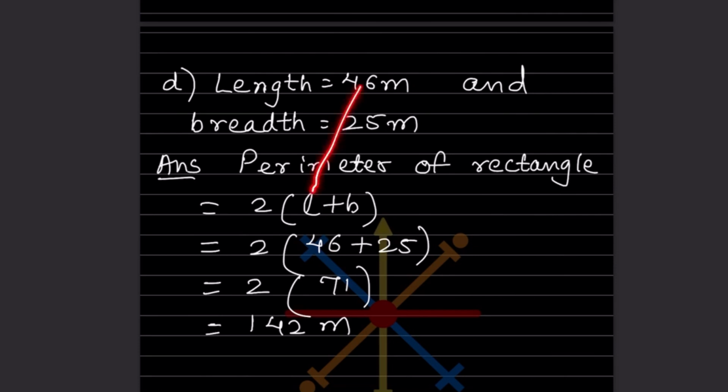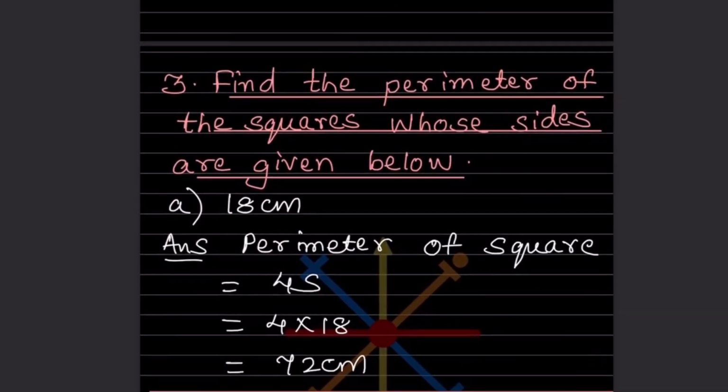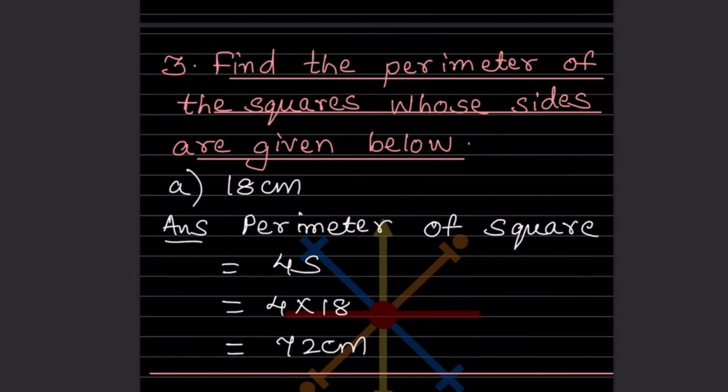So now this formula you have to write, you cannot put the direct values. Even in the marking system, the formula is important. There are some marks allotted for the formula as well. Now here this is 46 and this is 25. When you add, this is 71, and when you multiply this and this, you get 140 meter.